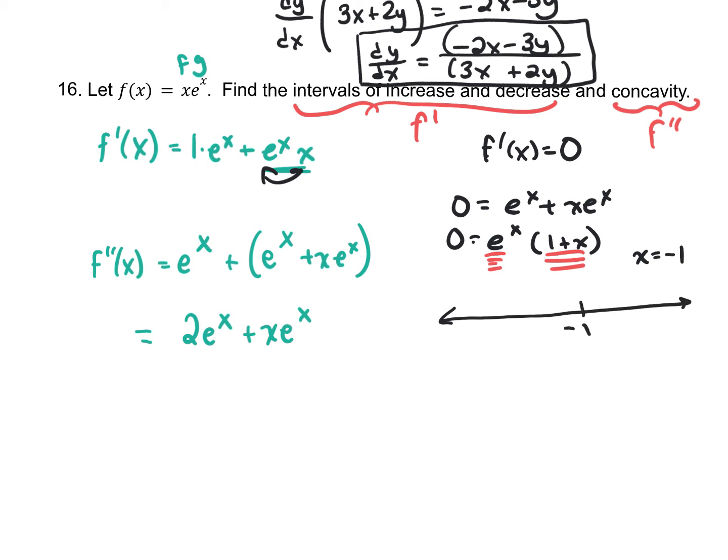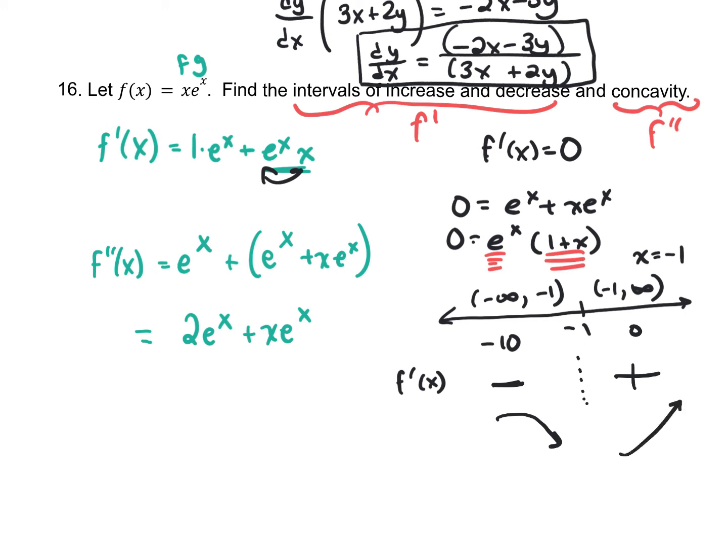So my sign chart for increasing, decreasing is just going to have -1 on it. That's it. So I'll have an interval from -infinity to -1, and then -1 to infinity. So I'm going to pick a number smaller than -1, I'll go -10, and I'll pick a bigger number, 0. If I plug -10 into the derivative, I'm going to get a negative number. I don't know what negative number, but I know it's negative. And if I plug in 0, I'm going to get a positive number. It's actually +1. So in this interval, it's decreasing. In this interval, it's increasing.